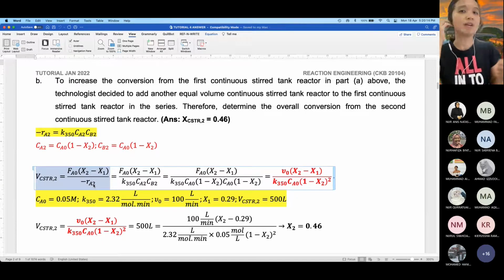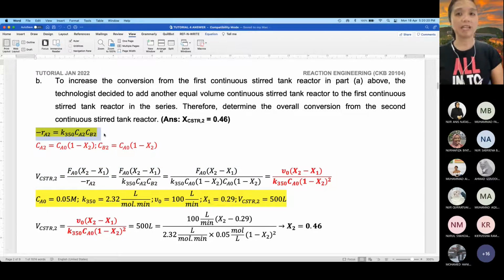Okay, kamu kena faham pula pengetahuan dalam chapter 4. Just now, kita dah derive rate law kan? Kita dah derive dalam part A. Dalam part A, we say the rate law minus RA equals to K CA CB. Okay, sebab itu adalah, untuk part A adalah 1 CSTR, 1 PFR, rate law dia minus RA equals to K CA CB. Sekarang, we have to derive. Apa pula rate law sekarang kalau dia adalah dalam reaktor yang kedua? So, jadi minus RA2. Minus RA2 adalah rate law dalam reaktor yang kedua. Tadi yang kita derive tu adalah rate law untuk reaktor yang pertama. So, apa beza dia? Okay, so kita kena faham perbezaan dia lah.